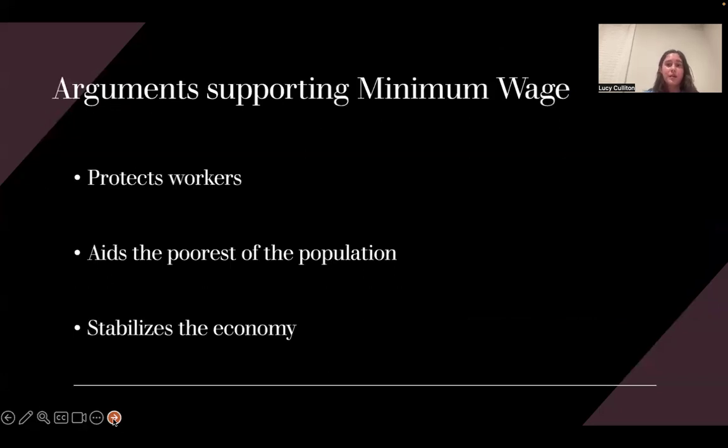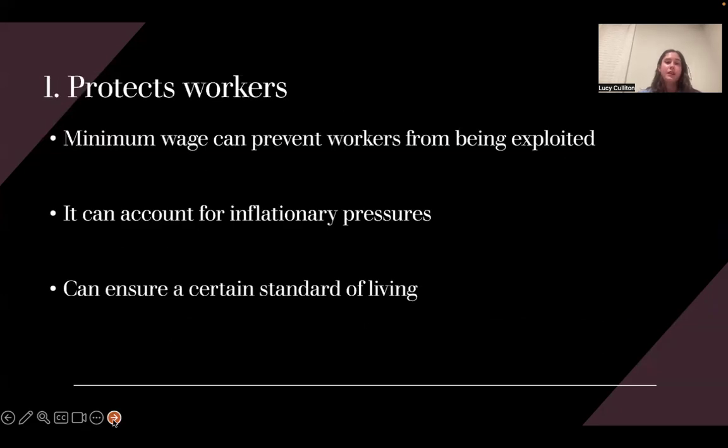Looking at arguments supporting the minimum wage, they're very similar to its aims, that it protects workers, aids the poorest of the population, and stabilizes the economy. Looking at how it can protect workers, it can prevent workers from being exploited like a situation in the 1930s during the Great Depression, when they were being paid very little or nothing. It can account for inflationary pressures, as increases tend to coincide with increases in inflation, which can improve the standard of living for some people.